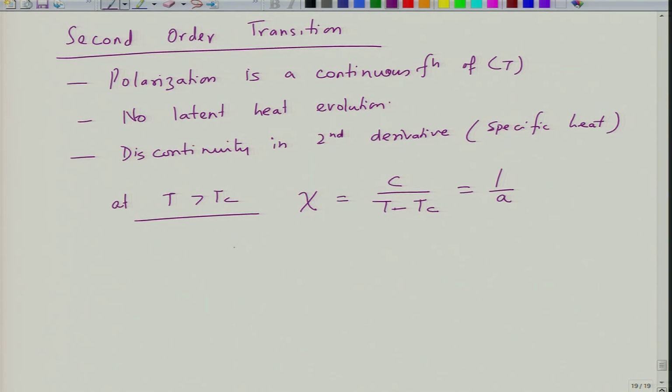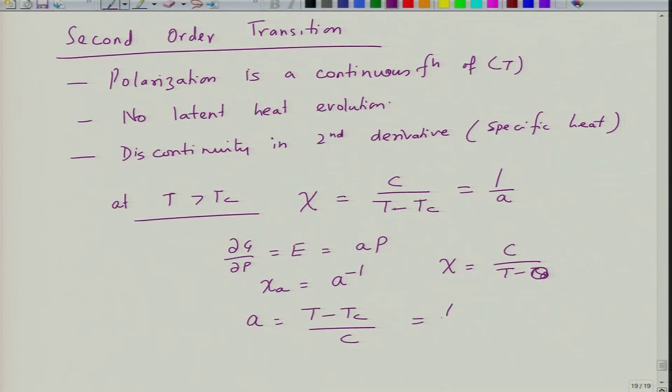we can write this del G of del P as equal to E, which is equal to AP, ignoring the higher order terms. So, basically chi A will be equal to A inverse, right, and we know that chi is equal to C divided by T minus theta from the earlier analysis, Curie-Weiss law. So, now you can just make the correlation. You can say that this A is equal to T minus Tc divided by C, which is equal to 1 over chi A, where theta is equal to Tc, just the correlation of this.